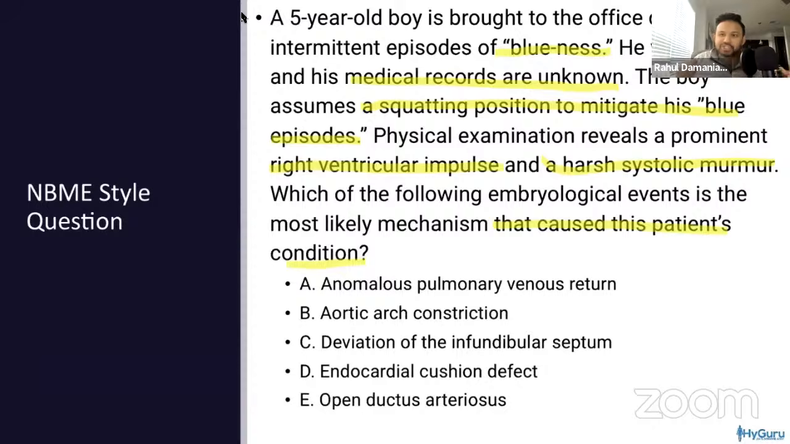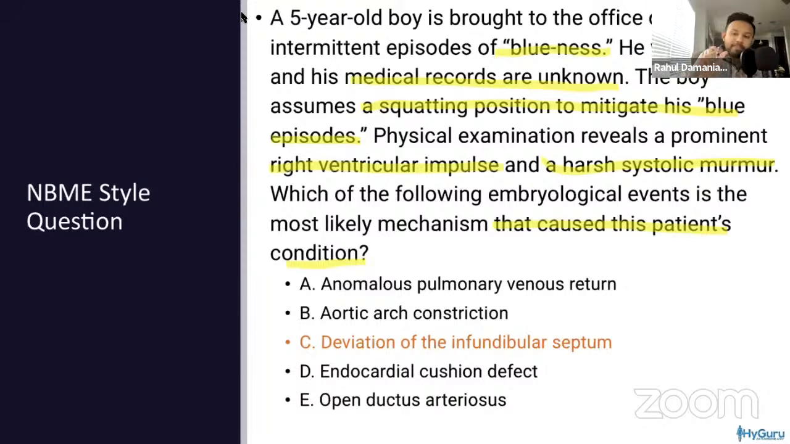The squatting position, intermittent cyanosis? Everybody is saying tetralogy of Fallot, and you're absolutely correct. So tetralogy of Fallot is actually going to be due to an abnormal neural crest migration, and that ends up causing deviation of the infundibular septum. Now, it's easy for us to memorize the 4 things in tetralogy of Fallot, but I think we should spend some time understanding it.